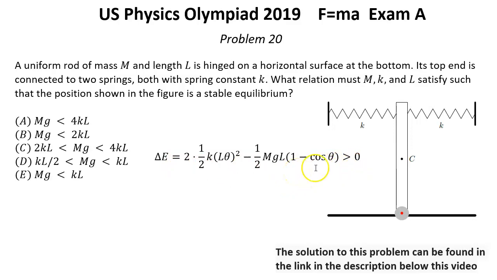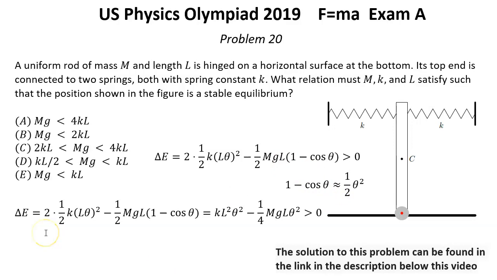For small angles, 1 minus cosine theta is approximately equal to 1/2 theta squared. When we put this in the inequality and take theta squared out, we have the condition 4KL must be greater than mg, which is answer A, and that's the solution for problem number 20.